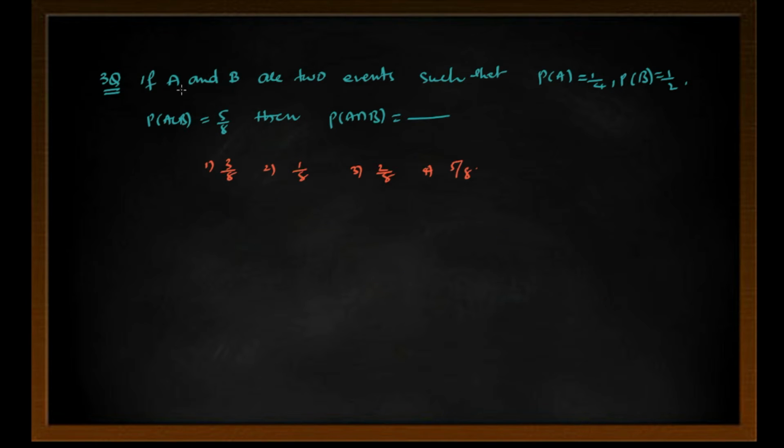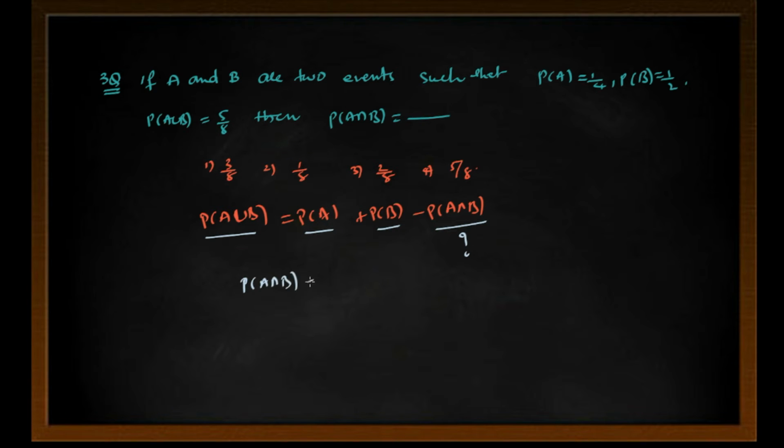Next question is, if A and B are two events such that P of A is given, P of B is given, P of A union B is given, now we have to find P of A intersection B. So we know the formula: P of A union B equals P of A plus P of B minus P of A intersection B. So here the A value is given, the B value is given, A union B is given. We have to find A intersection B. So make P of A intersection B the subject, then P of A intersection B becomes P of A plus P of B minus P of A union B.